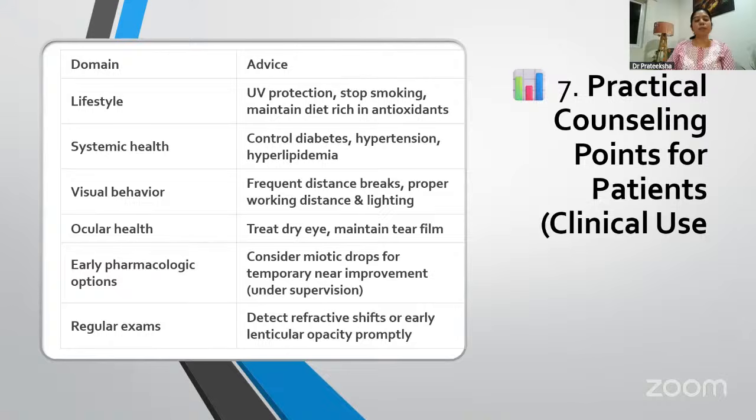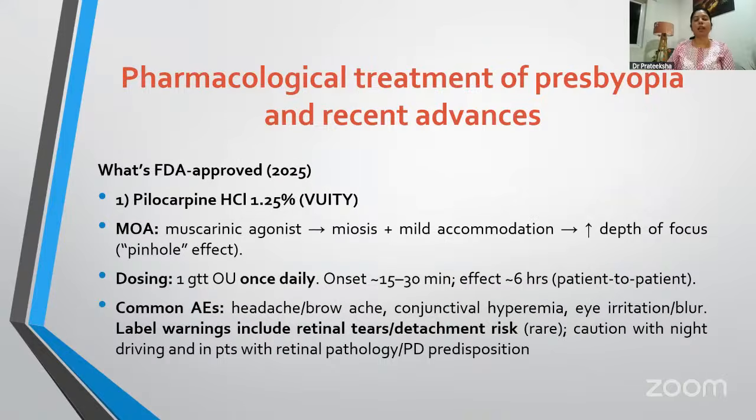And for regular exams, detect the refractive shifts or early lenticular opacity promptly. Pharmacological treatment of presbyopia and recent advances. What FDA has approved till 2025 is pilocarpine hydrochloride 1.25%. Mechanism of action is muscarinic agonist, miosis plus mild accommodation. It increases the depth of focus due to pinhole effect.